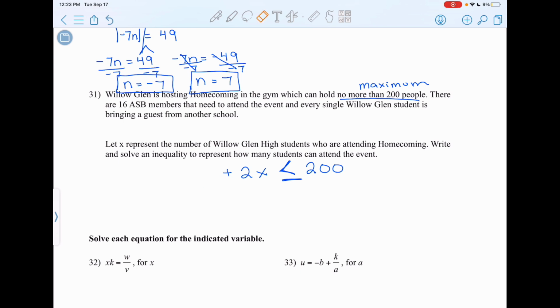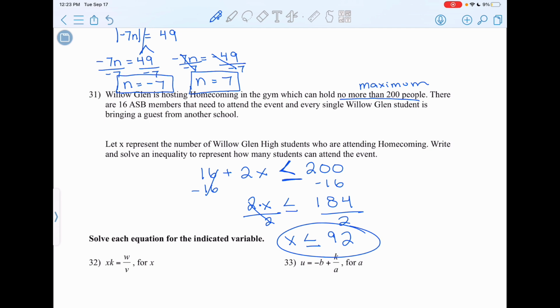So I'm going to start by subtracting 16 to both sides. And I get that 2x is less than or equal to 184. And then to get rid of the multiplying by 2, I'm going to divide by 2 to both sides. And I get that x is less than or equal to 92. This means that there can be 92 students or less to attend homecoming. So 90 students can attend, 10 students can attend, but 93 students cannot attend. 92 or less.